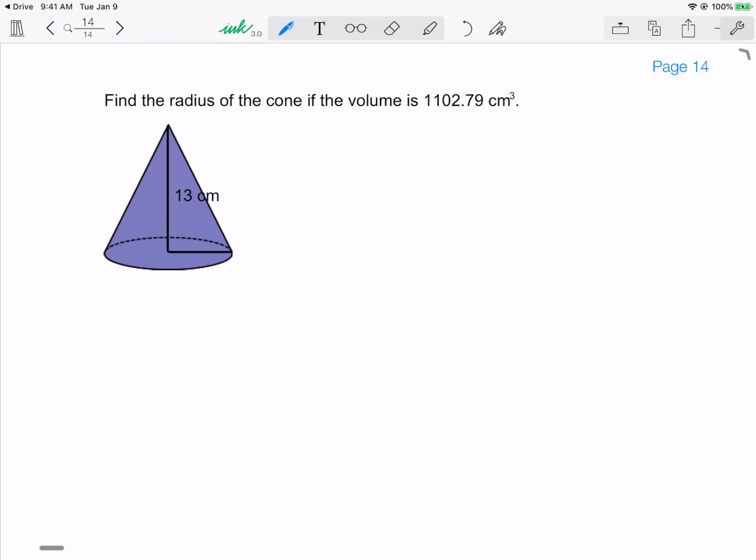All right, last one, trying to solve for the radius of the cone given the volume. So again, we know that volume of a cone is pi r squared, the area of the base, times the height, divided by 3. Plug in what we know. We know the volume is 1,102.79. We do not know the radius, so I'm going to leave r squared in my answer. I know the height is 13, and I have to divide that result by 3.